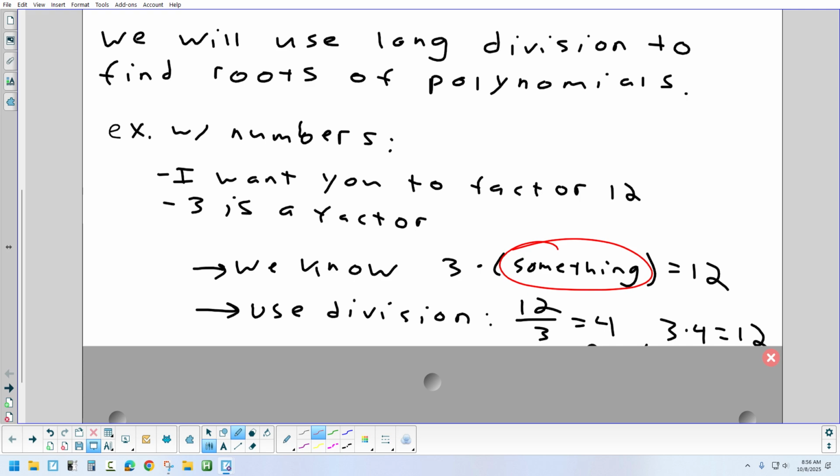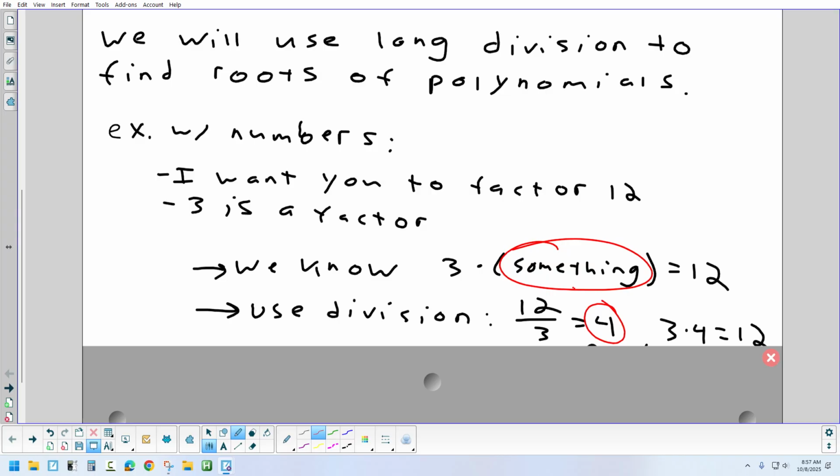Okay? We're going to do exactly the same thing with polynomials. If I give you a polynomial, you don't know how to factor it, but I tell you something is a factor, like x plus 1, you can divide by x plus 1, just like we divided by 3, and figure out what the other factor is, as long as you know how to do the division. Okay? With numbers, it's more straightforward, but we're going to go through how to do it with letters, okay, with a polynomial.